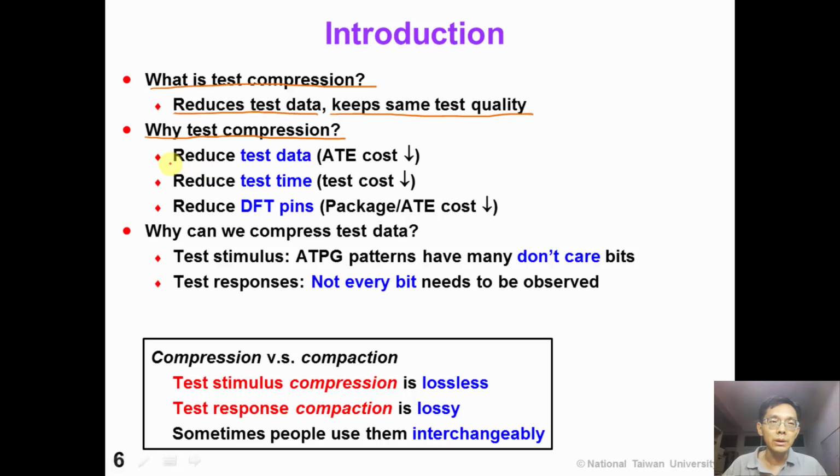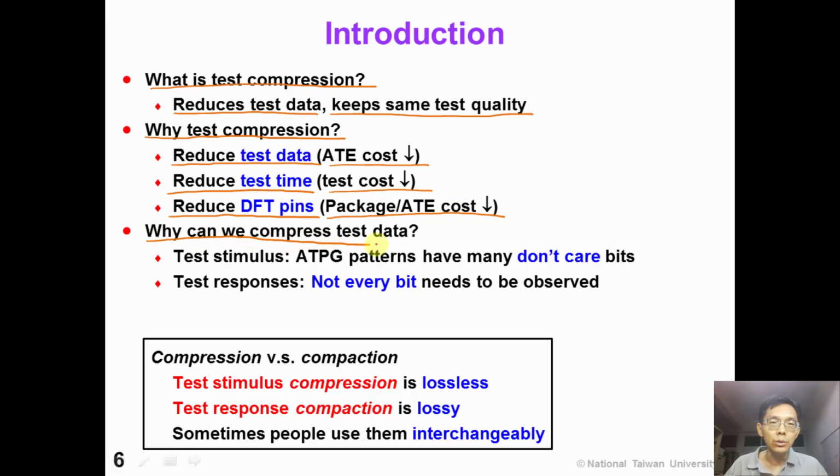Number one reason is, of course, to reduce the amount of test data, so that we can reduce ATE costs. With test compression, we can also reduce test time, so we can reduce test application costs. And finally, with test compression, we can reduce the number of DFT pins, such as scan-in and scan-out pins, so that we can reduce package costs and ATE costs.